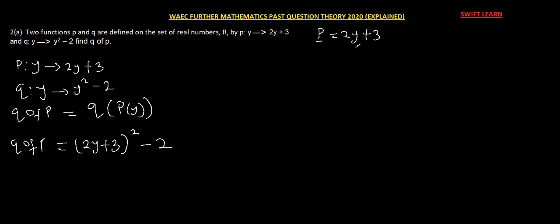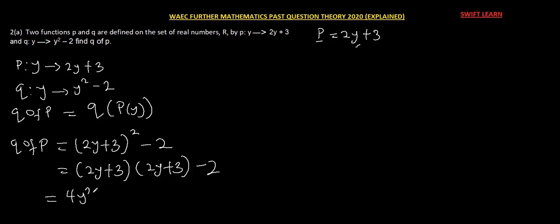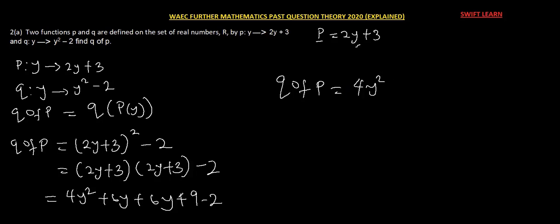Just a very easy question. So let's open this. We open this way to get you full marks in your exam. That's the aim of doing this tutorial. So you have 2y times 2y is 4y squared. 2y times 3 is plus 6y. 3 times 2y is plus 6y also. 3 times 3 is plus 9, minus 2. So we have q of p equals 4y squared plus 6y and 6y is plus 12y, and 9 minus 2 is plus 7. So this is your final answer for question 2a.